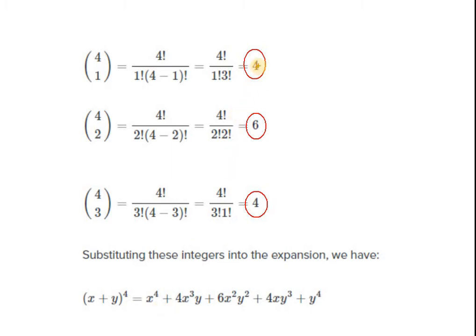So after finding the value of all the binomial coefficients, we will put these values. This is the value for 4,0. The value of 4,0 is equal to 1. So here the value of 4,0 is 1. This is the value for 4,1. This is the value for 4,2. This is the value for 4,3. This is the value for 4,4.